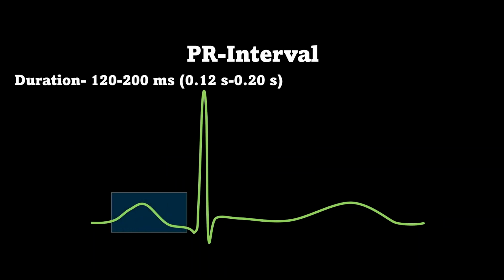The PR interval is the time between atrial depolarization and ventricular depolarization. The duration is normally between 120 to 200 milliseconds. A short PR interval can indicate pre-excitation syndrome such as Wolff-Parkinson-White syndrome, and a prolonged PR interval can indicate a first-degree heart block, which is an excessive delay inside of our AV node.